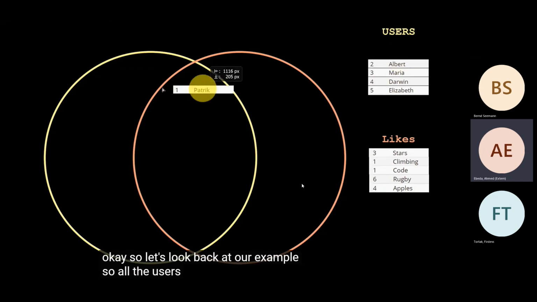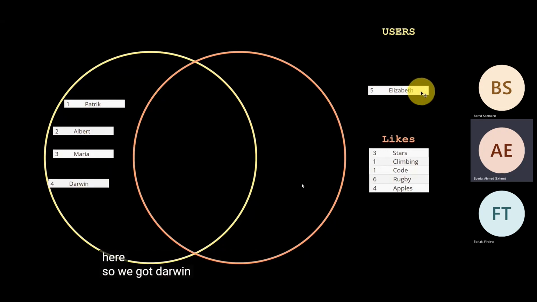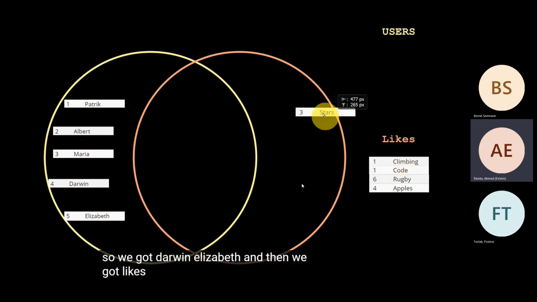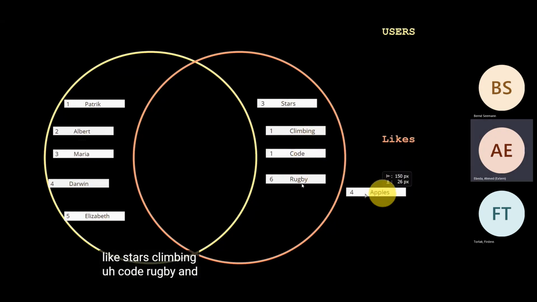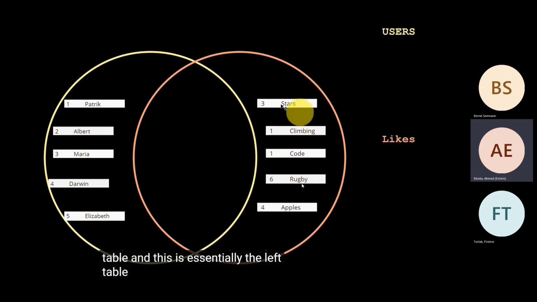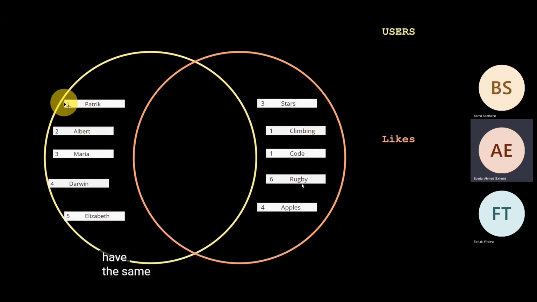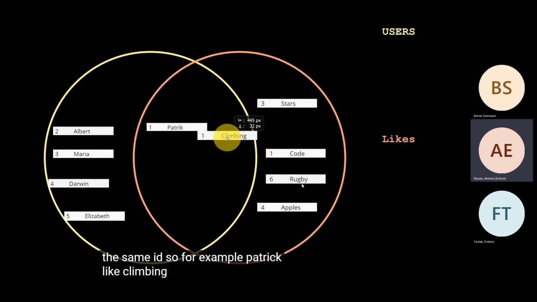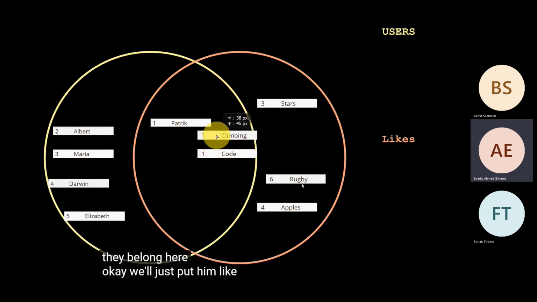So all the users, they are indeed users, so they belong here. So we've got Darwin, Elizabeth, and then we've got likes: stars, climbing, code, rugby, and apple. So this is essentially the right table, and this is the left table, and we are going to perform a join. First of all, what is in the intersection? Well, in the intersection are rows that have the same ID. So for example, Patrick likes climbing and coding, right? So they belong here.